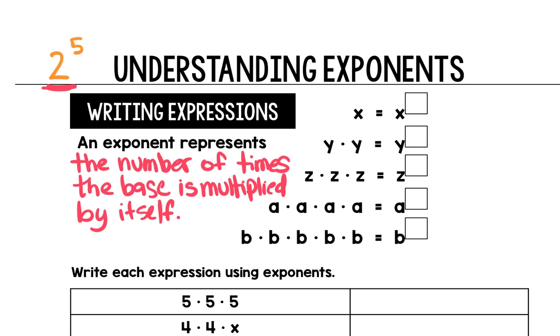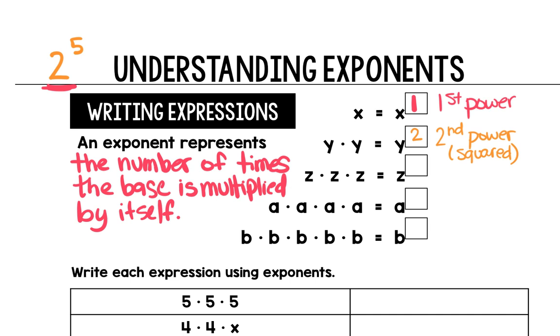So up here at the top, x, when there's just one x, that is x to the first power. And we typically don't even write that exponent. It's invisible math. Right here we have y times y, so that is y to the second power. And we often also say squared for the second power. You can use those interchangeably.